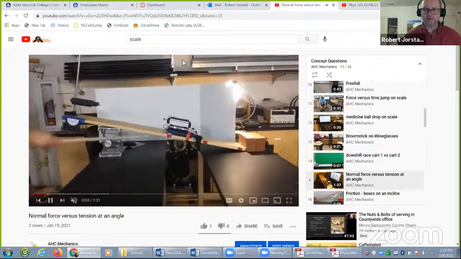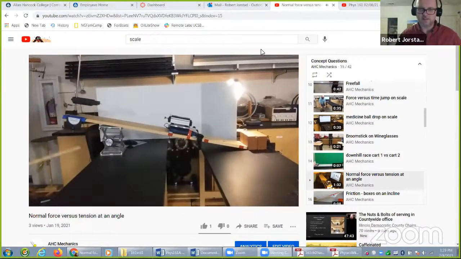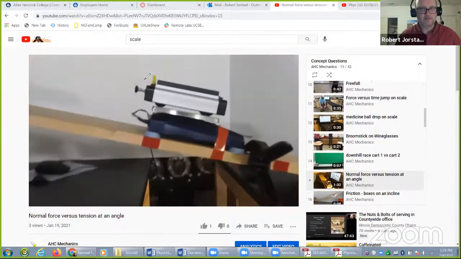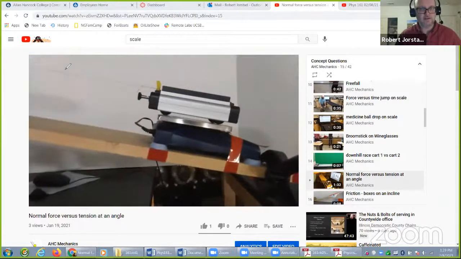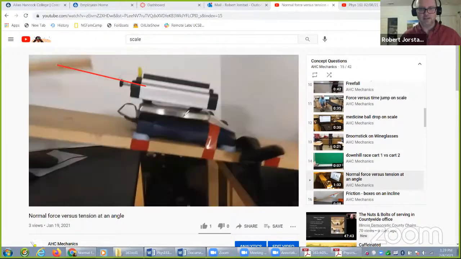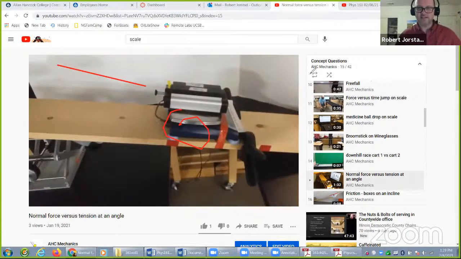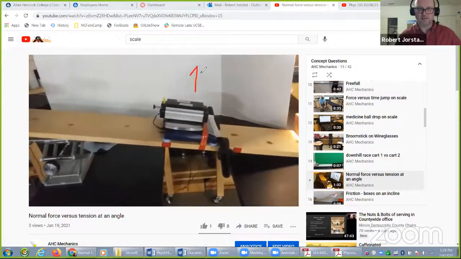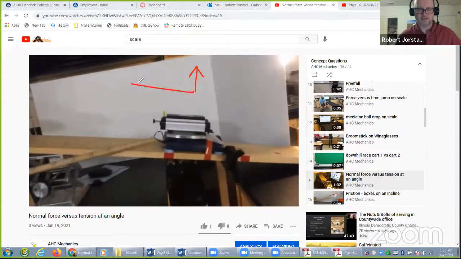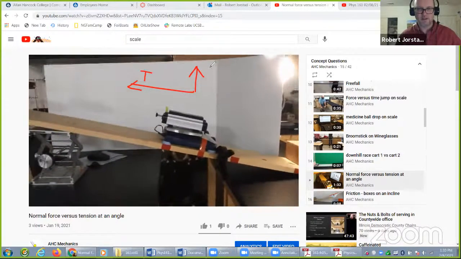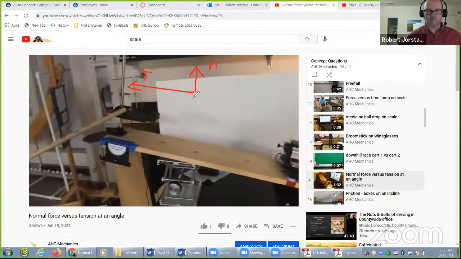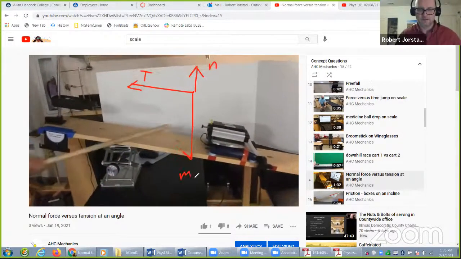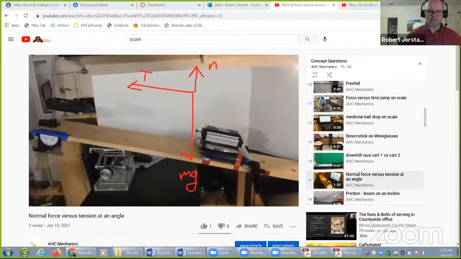What's happening here, and I'll explain this because you can't hear the video: there's a string right here. I don't know if you can see that string. There's a string going up the hill and you're sitting on a scale. While that video runs, the scale provides a normal force and the string provides a tension. So we've got a tension and a normal force, and obviously there's mg straight down if I could draw it. I'm going to change the angle here.